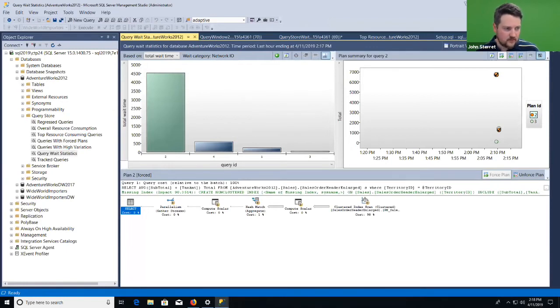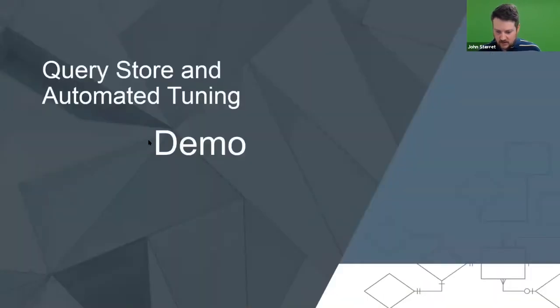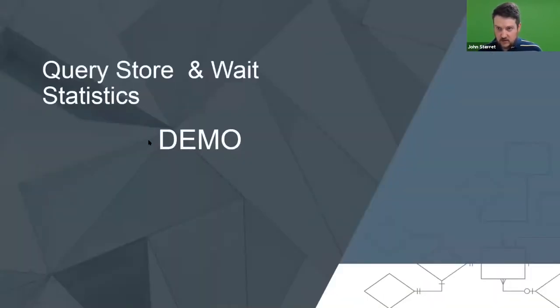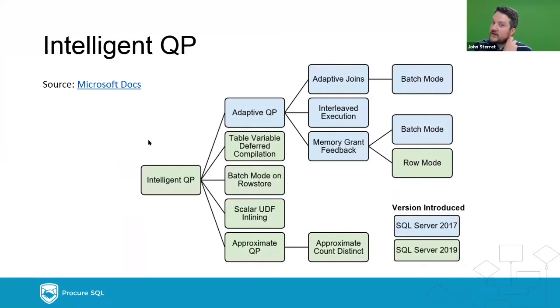All right, with that, we're going to go back to our little dashboard here. Now for the rest of our session, we're going to talk a little bit about intelligent QP, also known as IQP. I think this graphic from the Microsoft Docs website does the best job of saying, okay, what's in 17? What's in 19? What's even there, right? So we're going to talk about a couple of these.